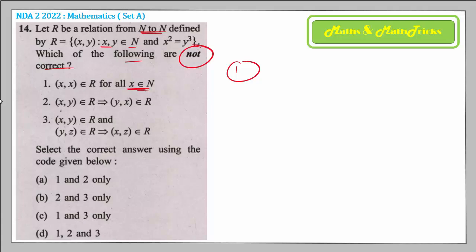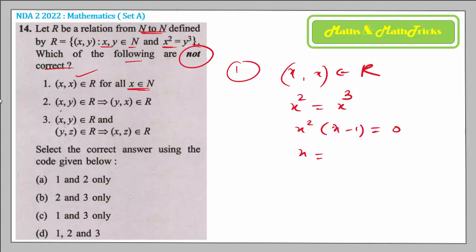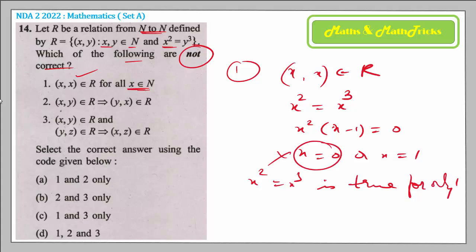See, it will be correct when it satisfies the criterion x square equals y cube. You choose any two numbers from N and try to verify. So when you say (x, x) belongs to R, then it has to mean that x square equals x cube, because x equals y here. So then, taking x square common, x minus 1 equals 0. It means that x has to be 0 or x equal to 1. So x square equal to x cube is true only for 1, because 0 is not a natural number. It's not true for all natural numbers. That's why statement 1 is wrong.